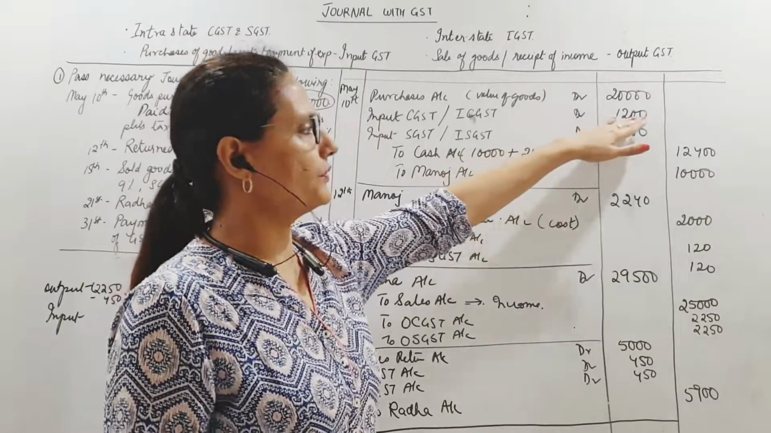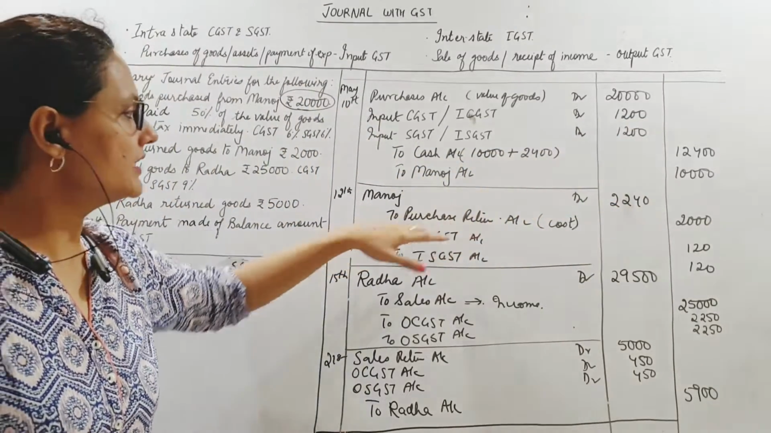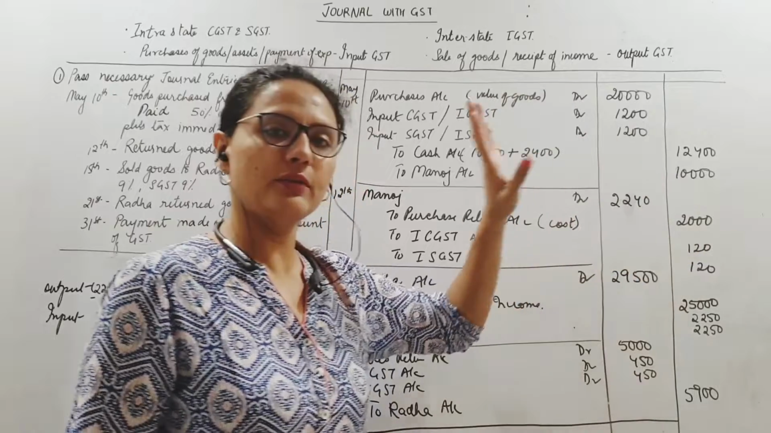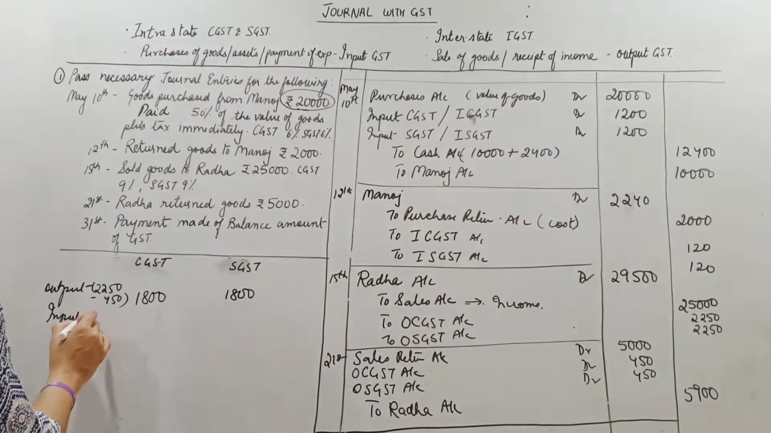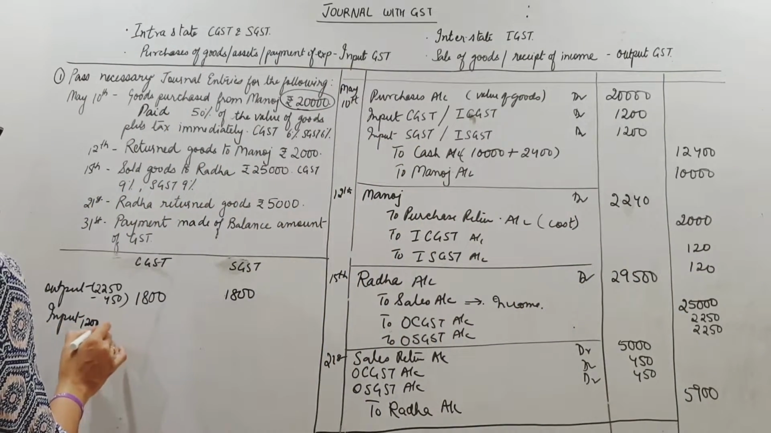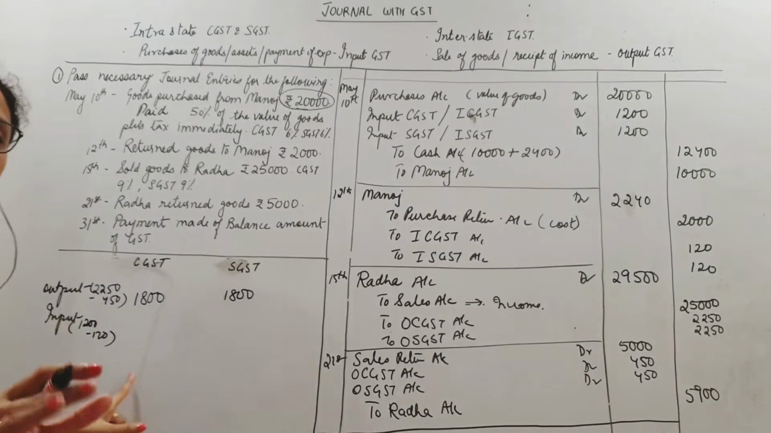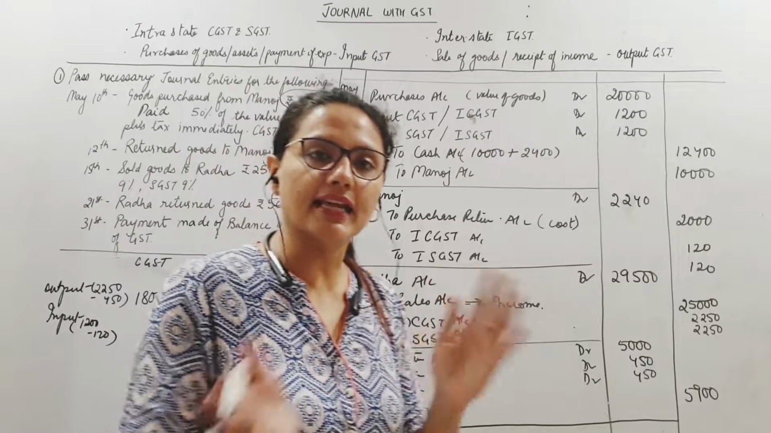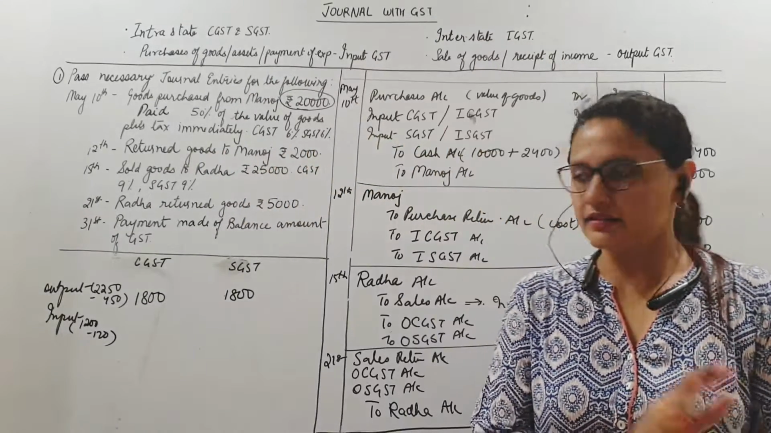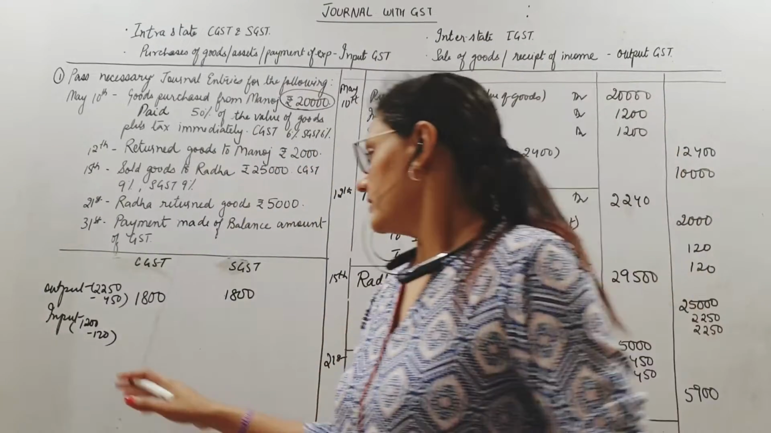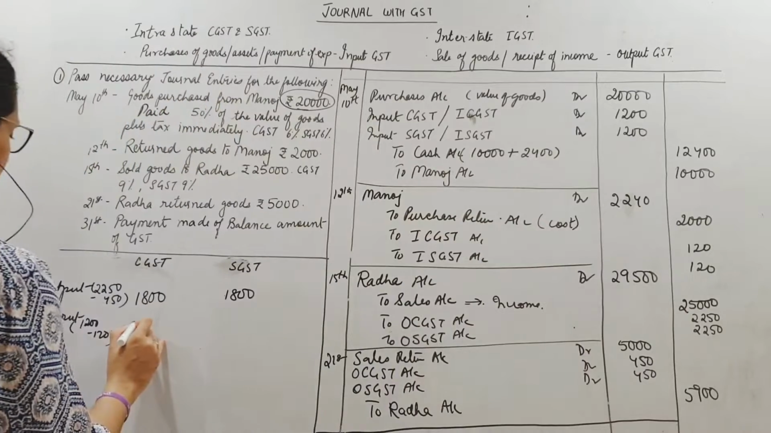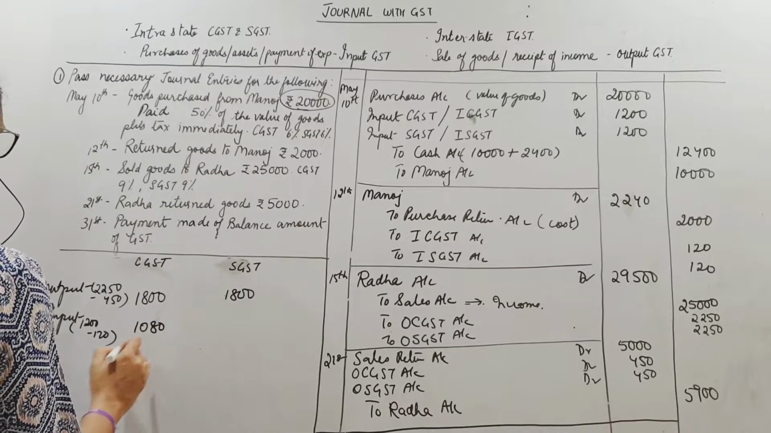Input I paid 1200. Yes, CGST. But I will deduct 120 because I don't have to pay that. I have returned goods worth that. So 1200 minus 120 is what is my input tax that I can claim. Isn't it? This is what is my asset with me. So here it is how much? 1080.